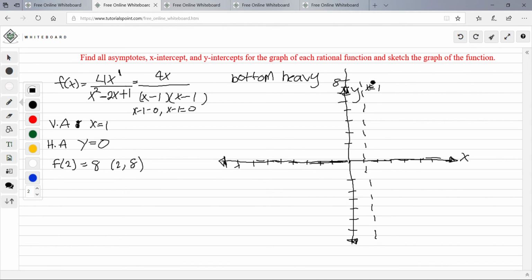Right about here. I think it's going to look like this, go down, but I'm not sure, so I'm going to use another point. I'm going to do f of 3. If you put that into the function, you should get 3. So your coordinate is going to be 3, 3. So here's 1, 2, 3, 1, 2, 3.